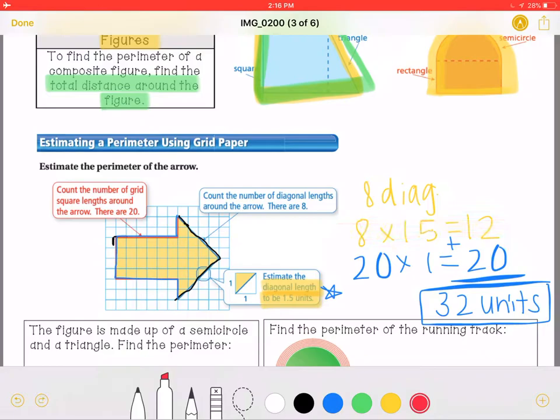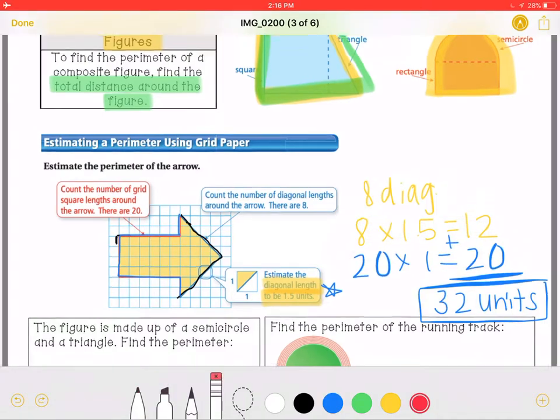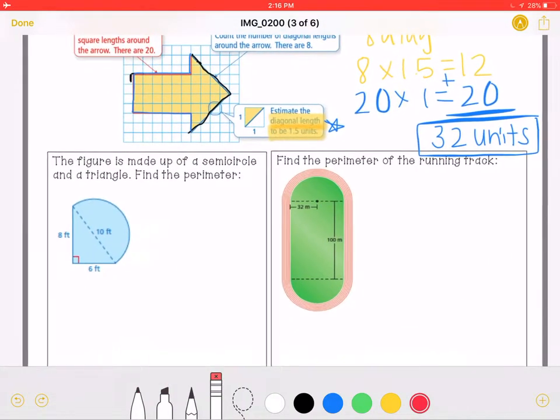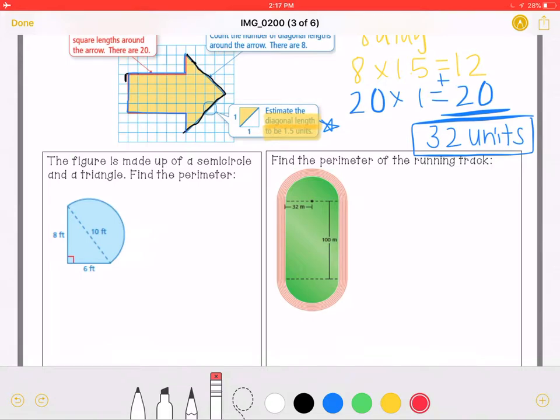All right, next, let's keep moving here. Let's do some more examples with composite figures. If it's not on the grid and it's just in front of you, how would we find those perimeters? So let's look at this shape. I see a semicircle and I see a triangle. Remember, we are just trying to find the perimeter here, so the outside.